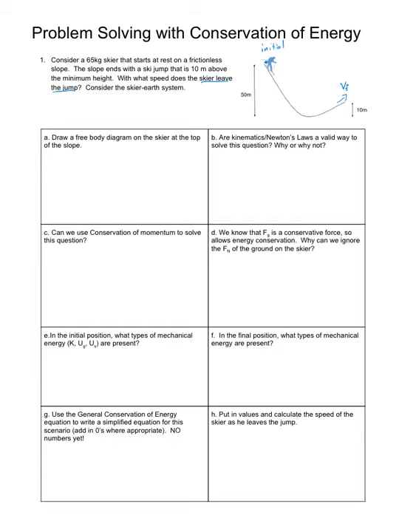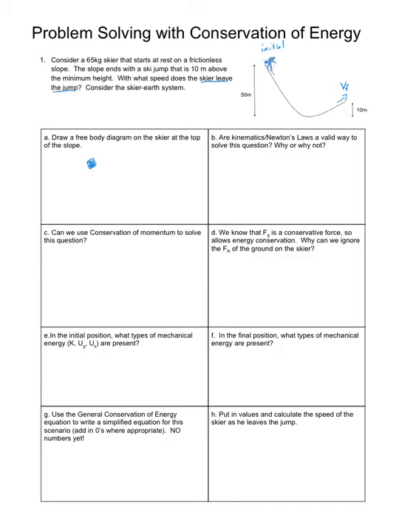We are considering the skier Earth system, which means that we're paying attention to the gravitational potential energy because it's the skier Earth system, and then any other forces that are there. So the first thing it asks is to draw a free body diagram on the skier at the top of the slope. So here's the skier right here.